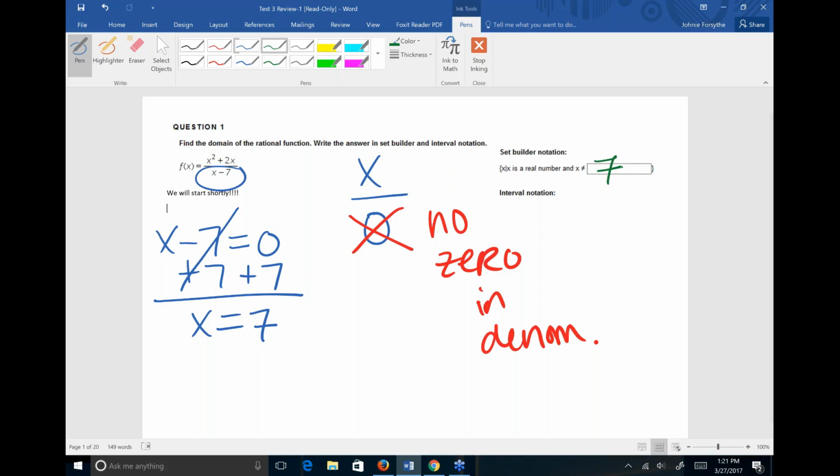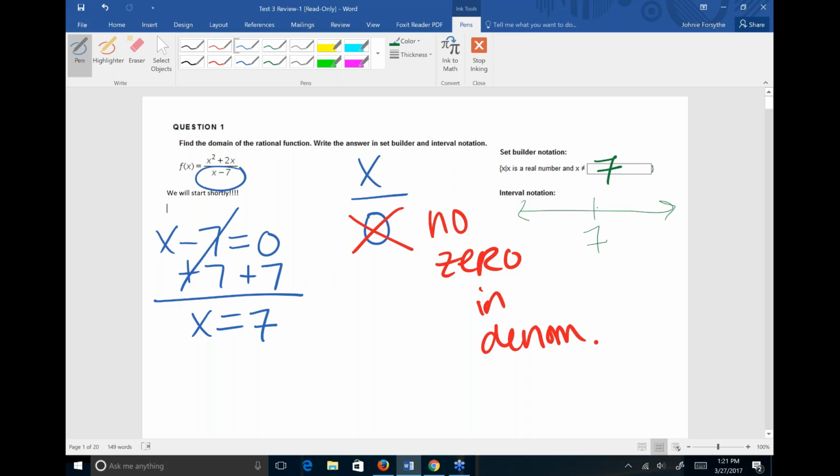And now for interval notation, for me, I think it's easier to draw a number line first to get an idea of how it would look in terms of all the real numbers, and then graph that, and then convert that to interval notation. So right now, this is saying that x is all real numbers, everything on this number line, except at 7.